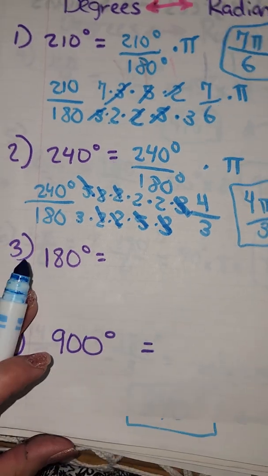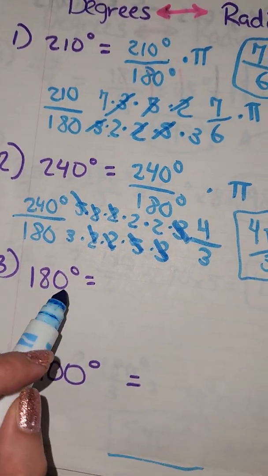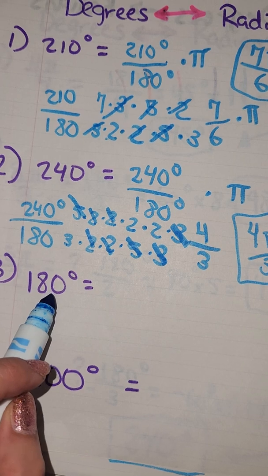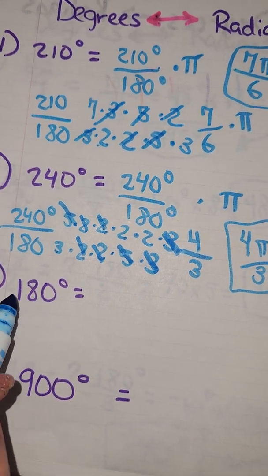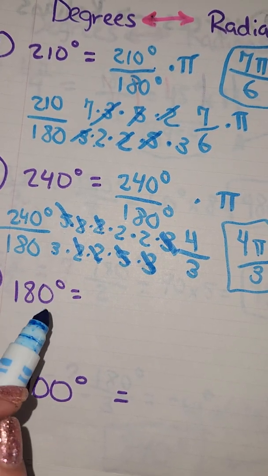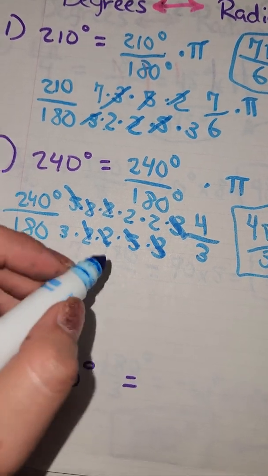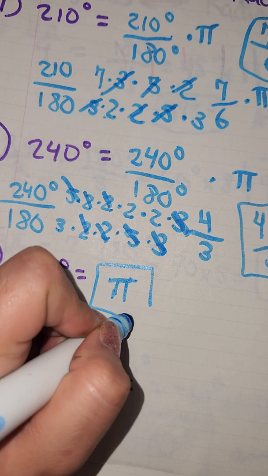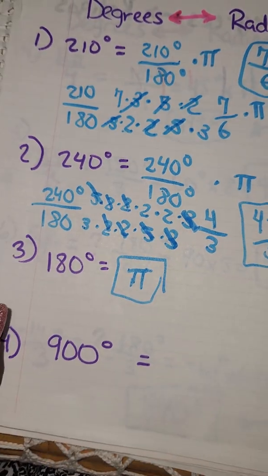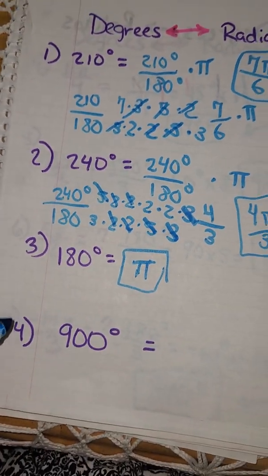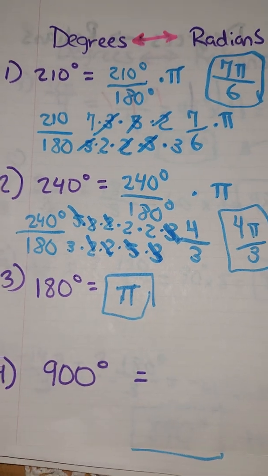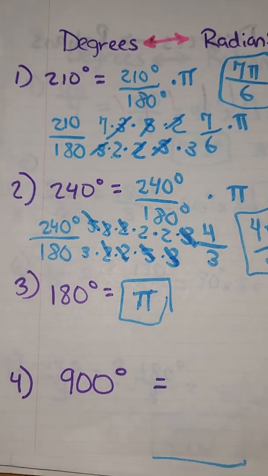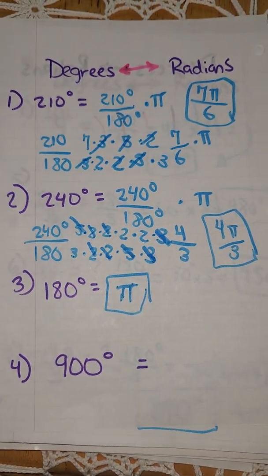Now, number 3, which is 180 degrees. Well, that's easy. 180 degrees divided by 180 degrees is 1. So 1 times pi is actually pi. Pi is your answer for number 3. And I have another problem here. Number 4, 900 degrees, for you to solve on your own.